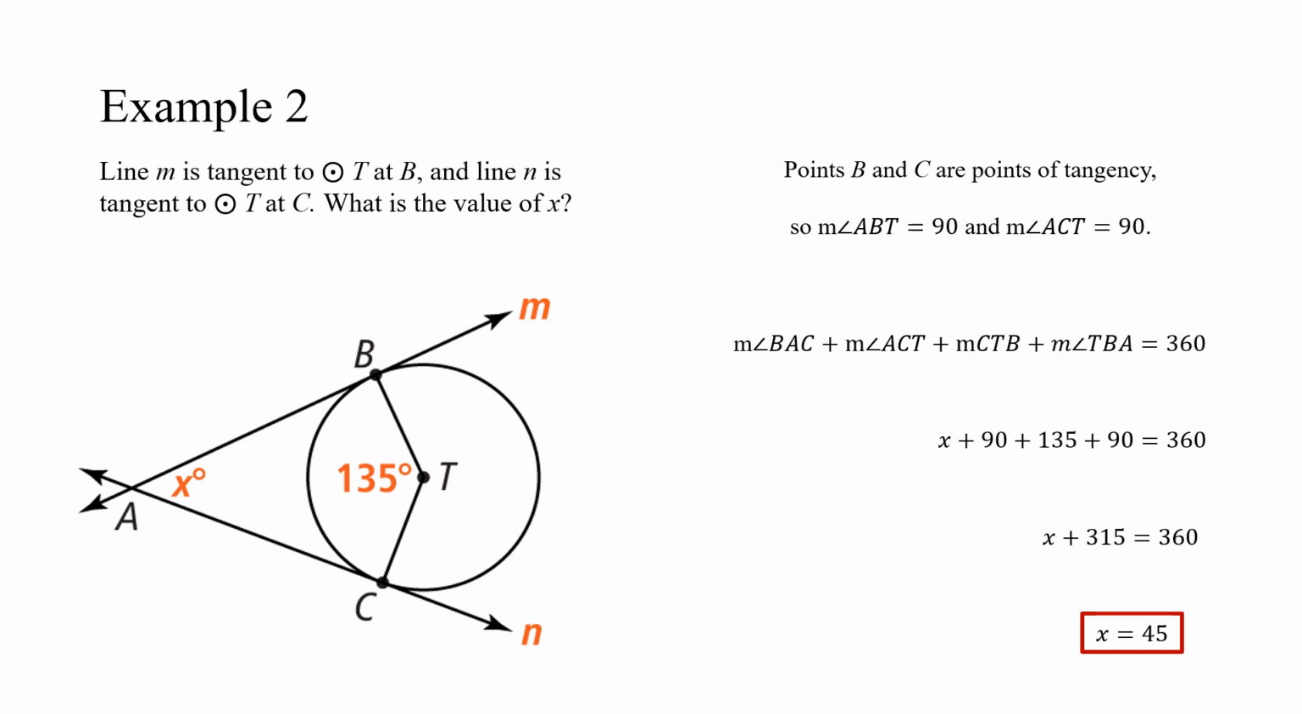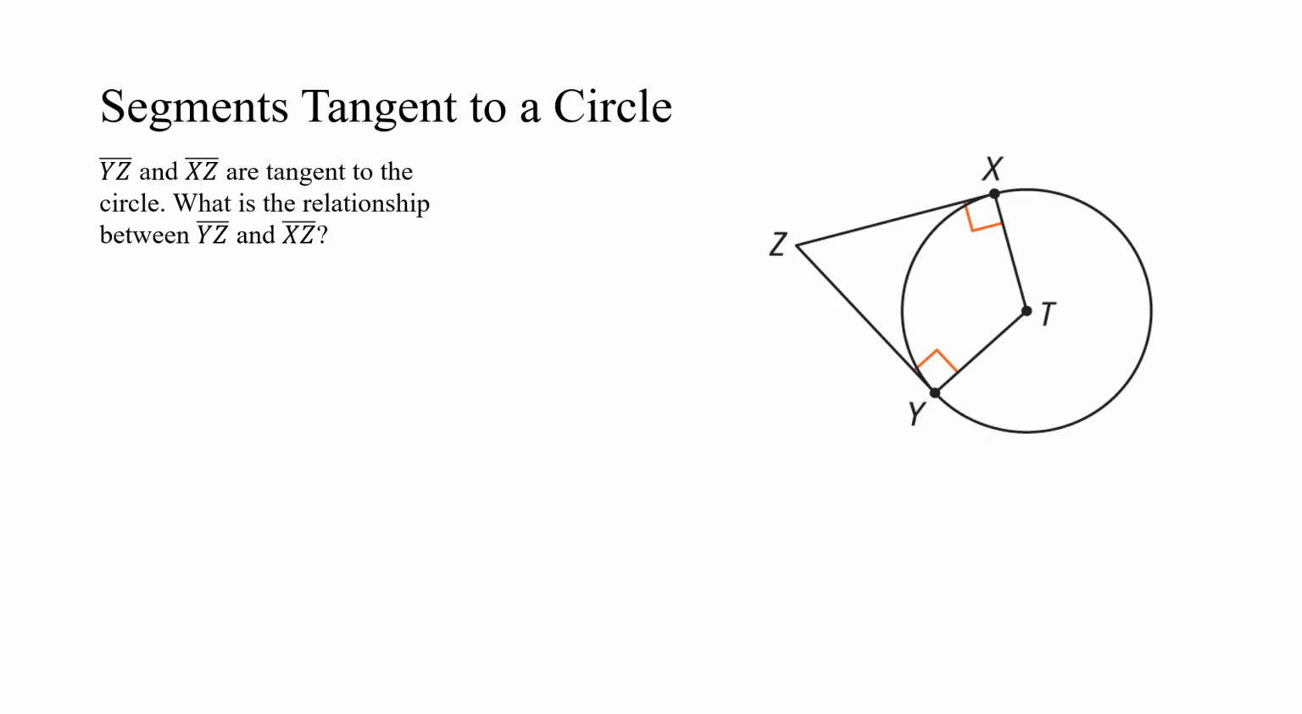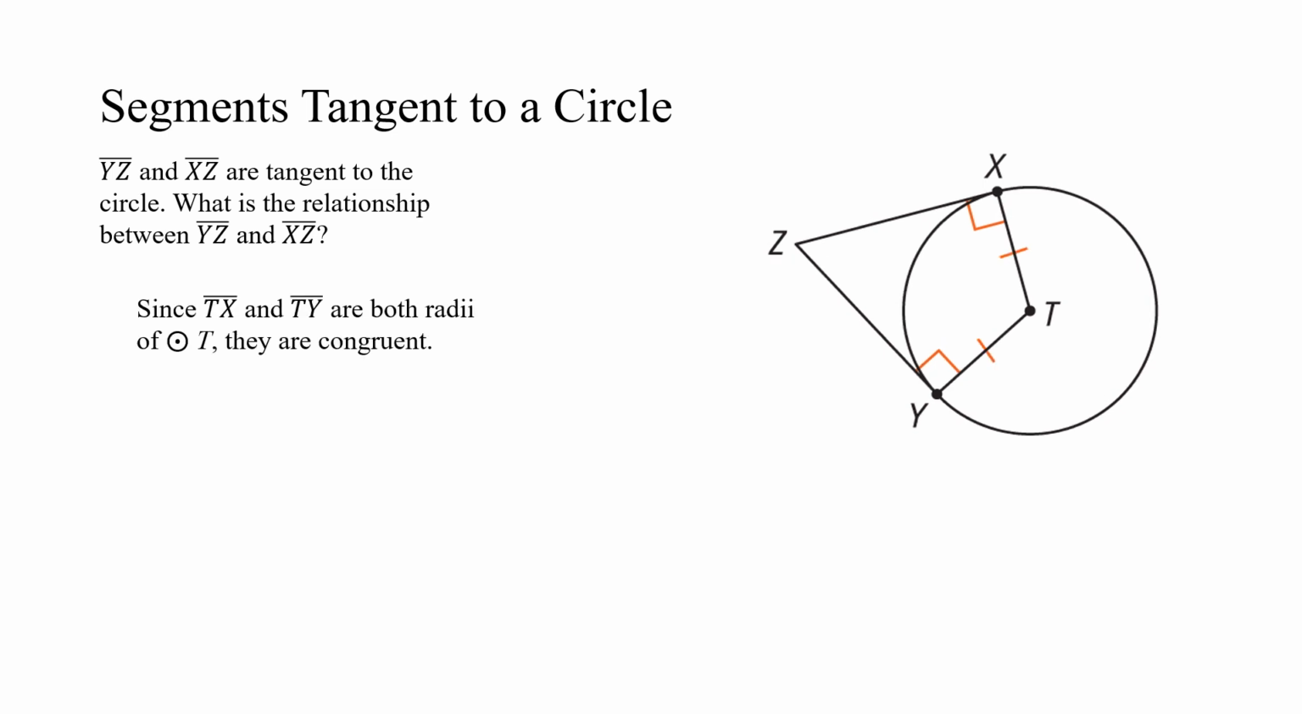And this question is also interesting because we can begin to ask, what is the relationship between segment BA and segment CA? In other words, what is the relationship between two tangent lines that meet at a common point outside of the circle? So over here, I have another circle with two tangent segments, ZX and ZY. And again, I want to ask, what is the relationship between those two segments? The first thing that I notice is that the radii are going to be congruent to each other. If you have a circle, the radius is always going to be the same no matter where you are on the circle.